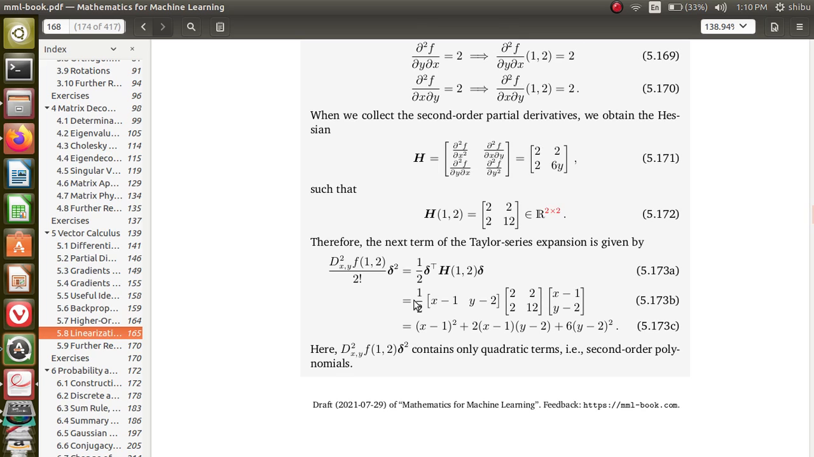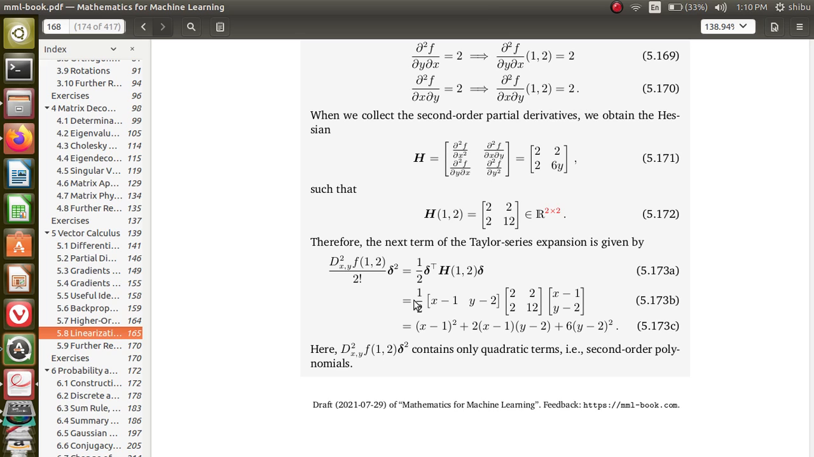Therefore, the next term of the Taylor series expansion is given by D squared_xy f of 1, 2 by 2 factorial delta squared, which is equal to 1 by 2, that means 2 factorial is 2, into x minus 1, y minus 2, times the matrix 2, 2, 2, 12, times x minus 1, y minus 2. When you expand this, we get x minus 1 the whole squared plus 2 into x minus 1 into y minus 2 plus 6 into y minus 2 the whole squared.